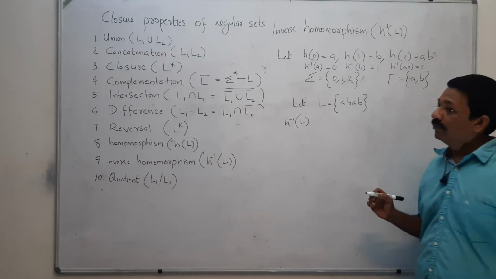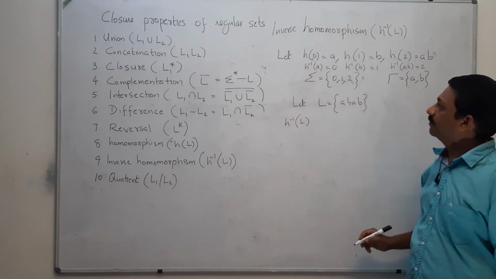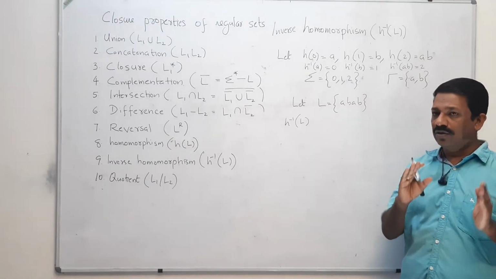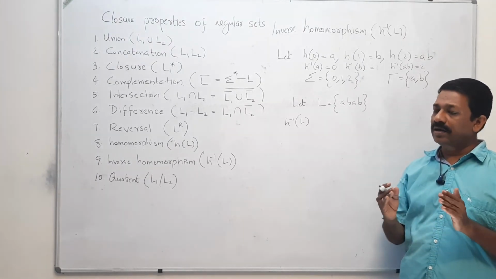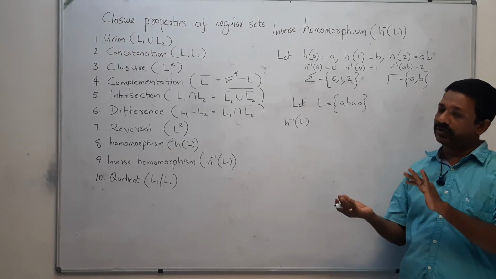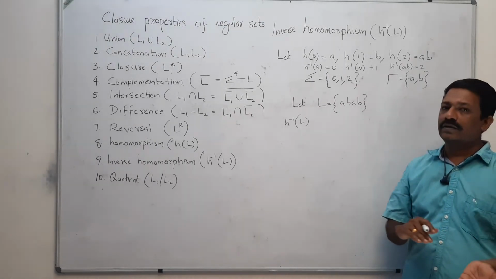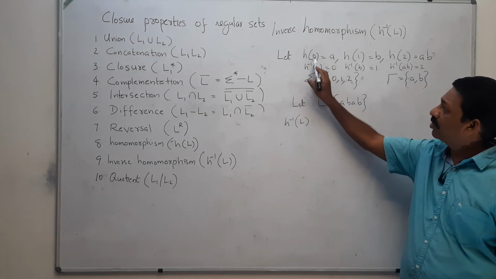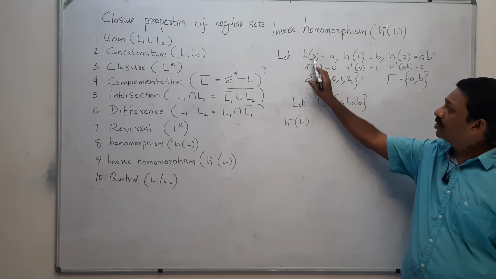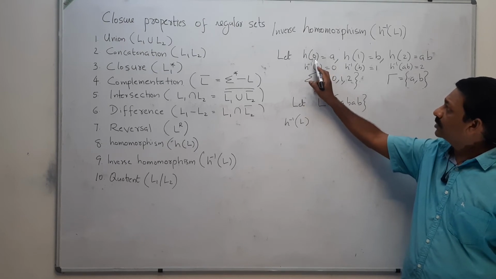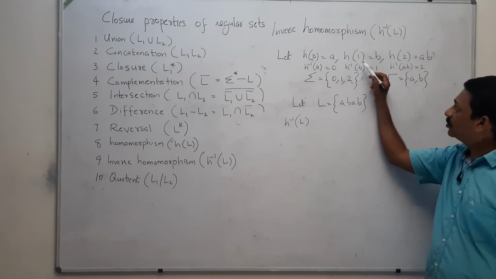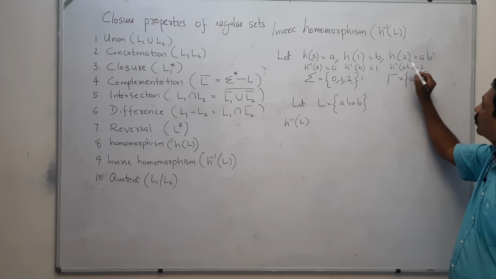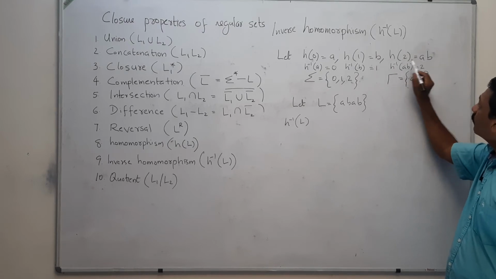Okay. Now we are going to discuss inverse homomorphism. Inverse homomorphism is the reverse of homomorphism. That means in homomorphism you substitute, and after substitution you are trying to retrieve the original expression or original string. Suppose that H of 0 is equal to A, that means you are going to substitute A for 0. H of 1 is equal to B means you are going to substitute B for 1, and H of 2 is equal to AB means you are going to substitute AB for 2.